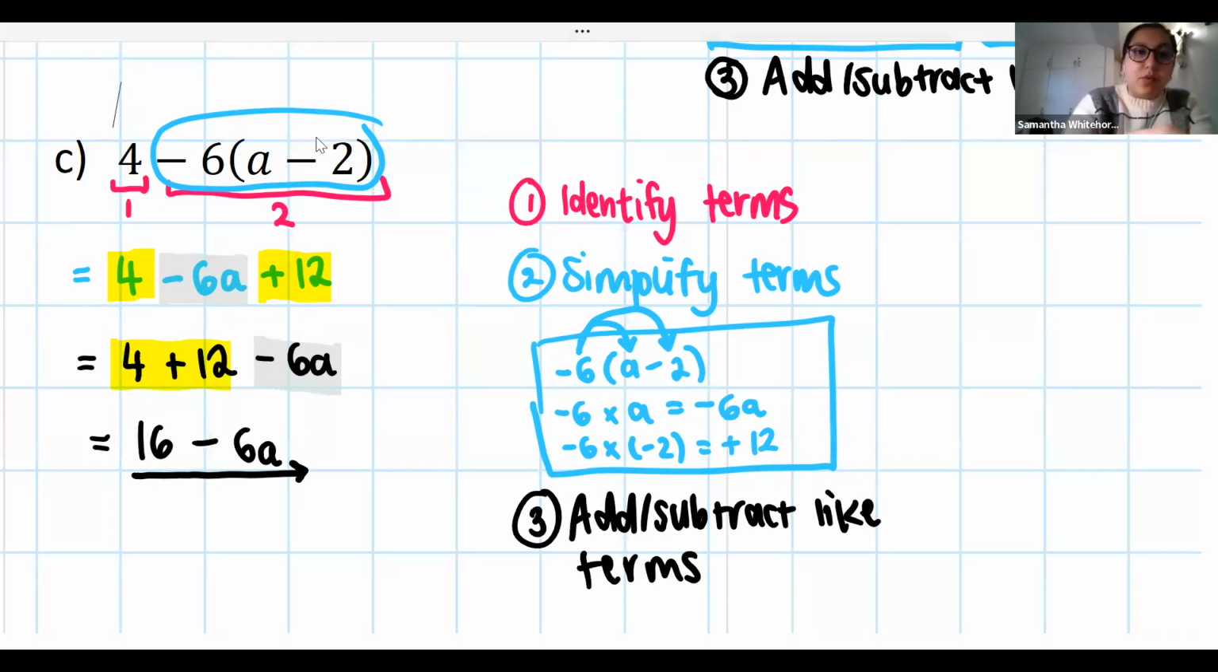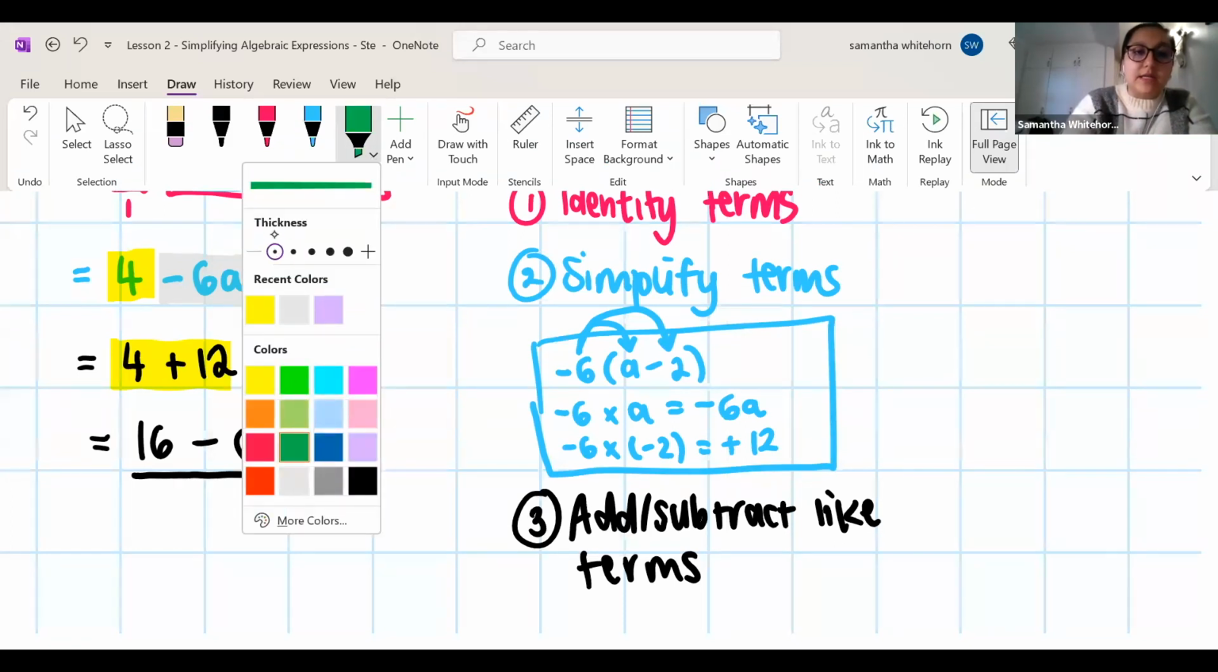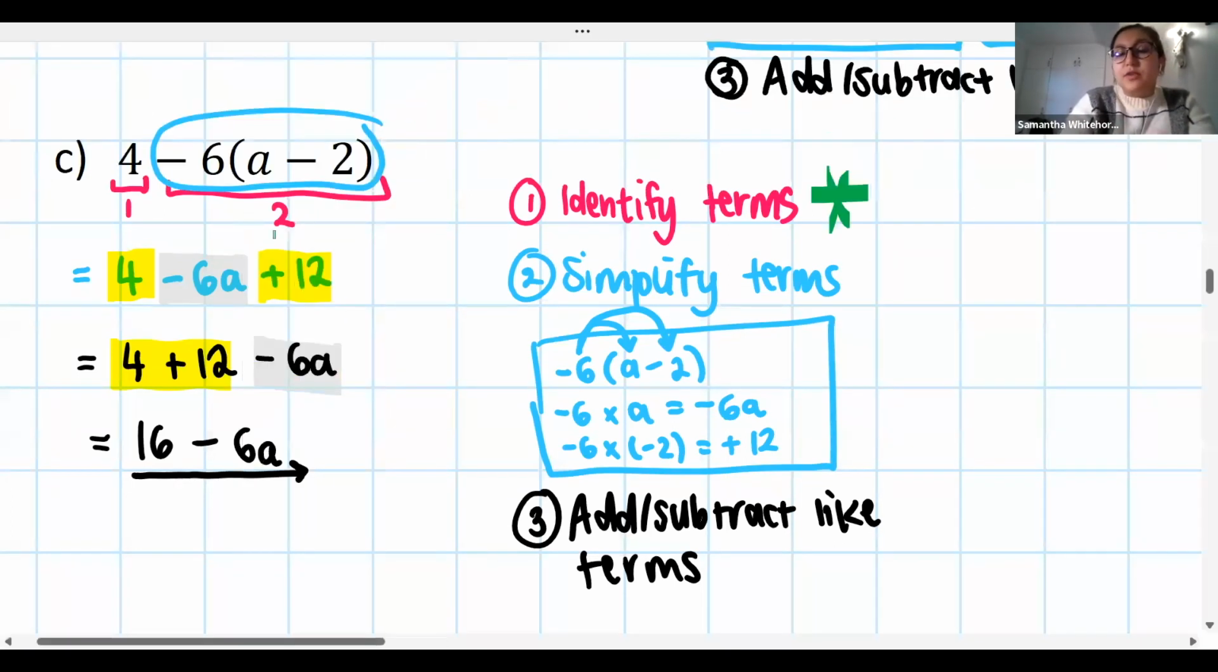So firstly, we identify our terms. Very, very important, guys. If you don't identify your terms, you are going to make a really silly mistake. So that is the very first thing that we do. 4 is a term by itself.